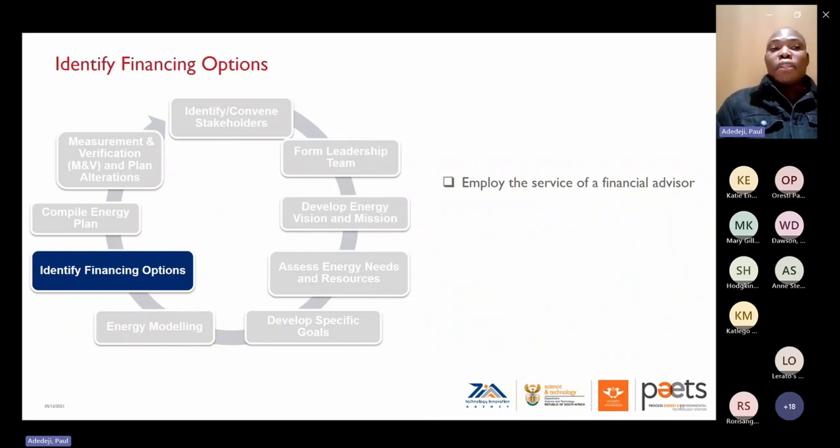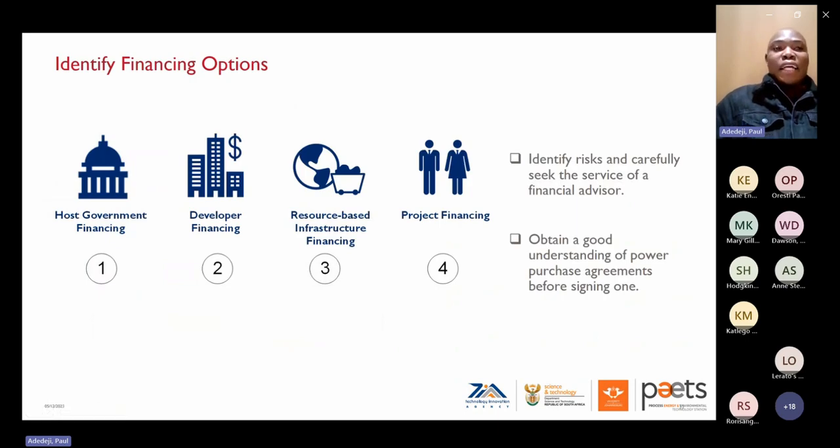Another thing that is very important is identifying financing options, and it is always recommended to districts. We developed, under the USAID funded grant, the Namakwa District Municipality Energy Strategy and Plan. One of the things we also told the municipalities and the district at large is to get a financial advisor, such that you could get financial advice in that space. How do you interface with power purchase agreements? How do you discuss with financiers?